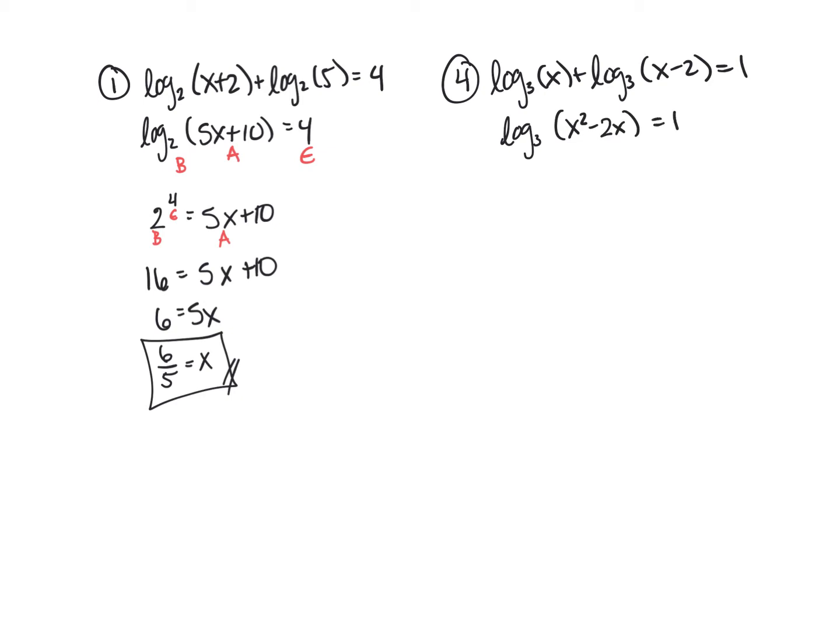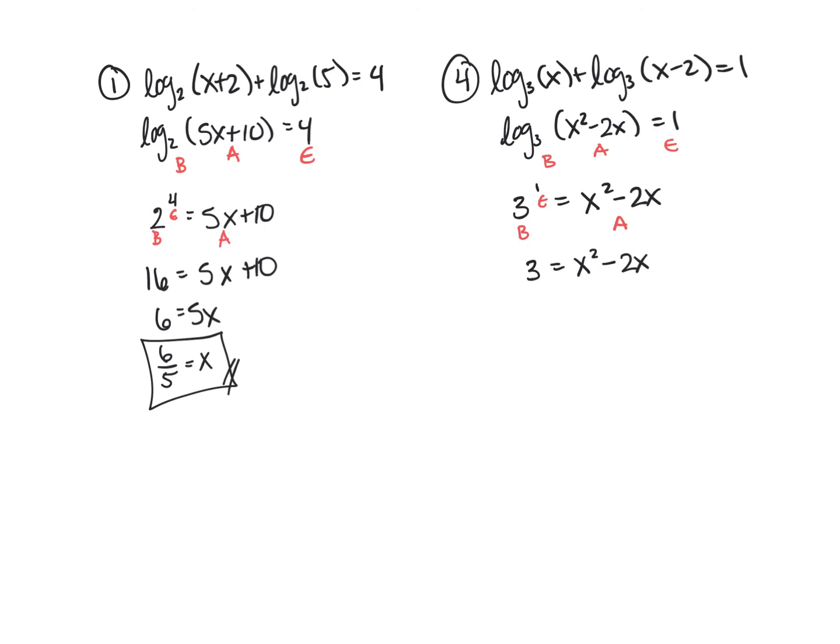Now we have one log set equal to a number, so we can use our rearrangement of log bay and set this up as 3 to the power of 1 is equal to x squared minus 2x, or base, exponent, and answer. Now 3 to the power of 1, that's just 3. So 3 is equal to x squared minus 2x.